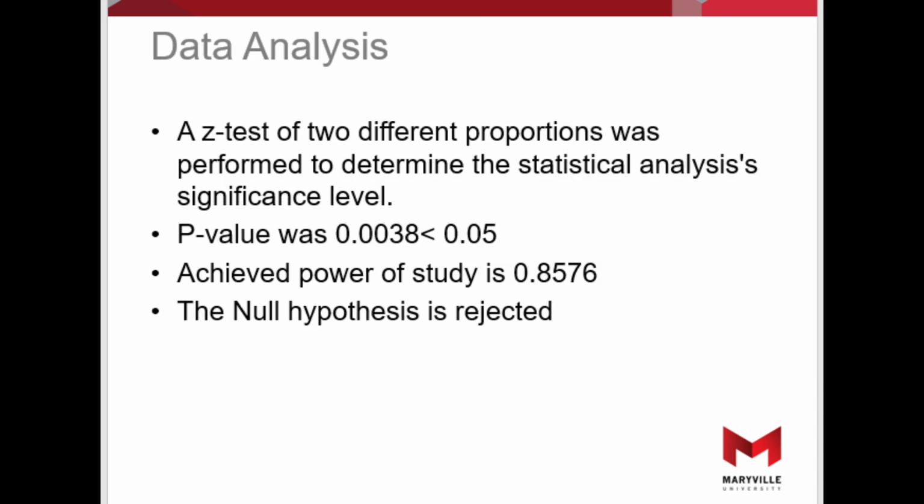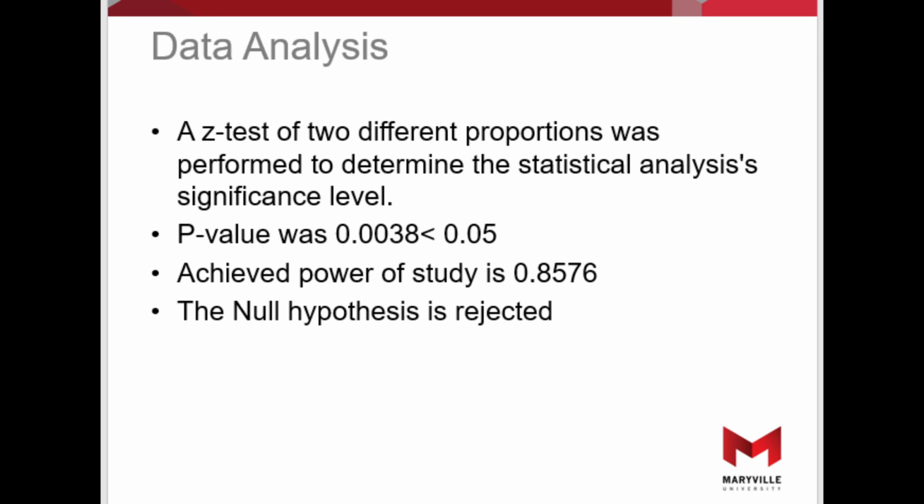Further analyzing the data, a z-test of 2 proportions was performed to determine if the statistical analysis was at a significant level. The p-value was found to be 0.0038, which is significantly less than the standard of 0.05. This just strengthens our study, strengthens that the results were in fact correct.